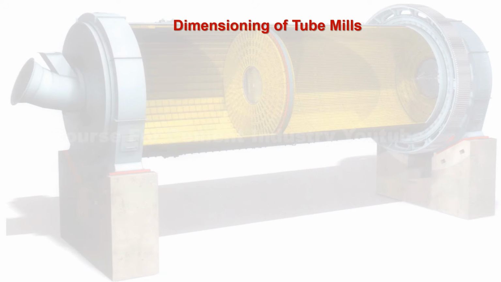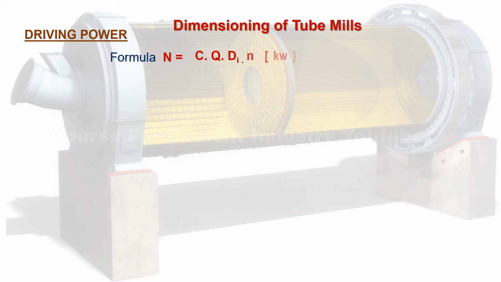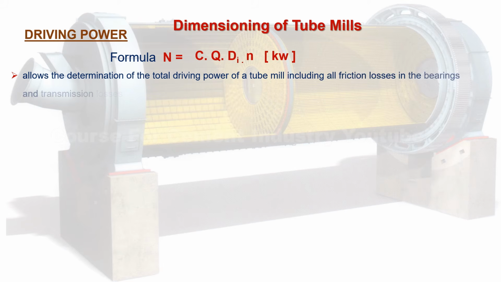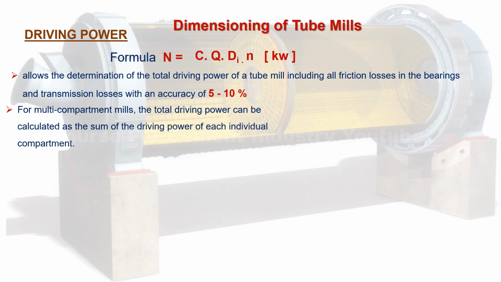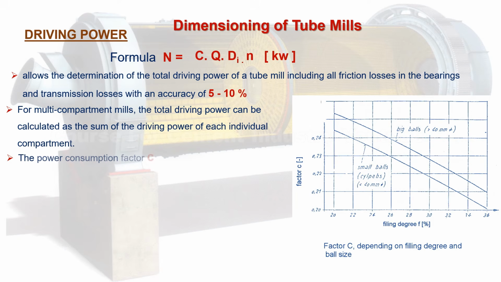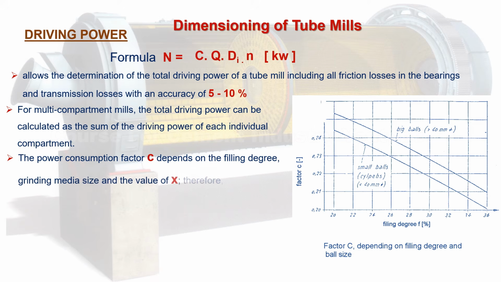We follow together, driving power. For multi-compartment mills, the total driving power can be calculated as the sum of the driving power of each individual compartment. The power consumption factor C depends on the filling degree, grinding media size and the value of x.